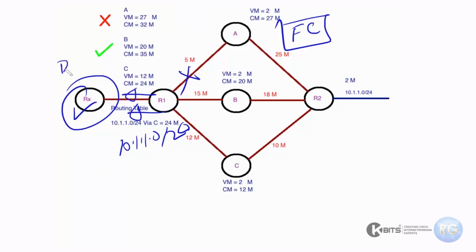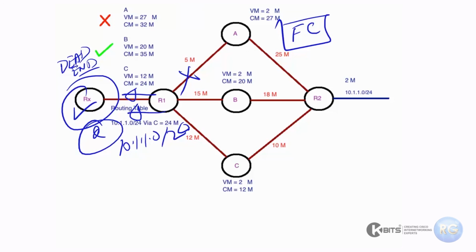Why? He's getting all the routes from R1. He's a dead end router. Right? So what's the purpose of doing a query over here? No purpose, right? Why am I sending a query to RX? He's getting all the routes from me. If I lost it, he's not going to have it.